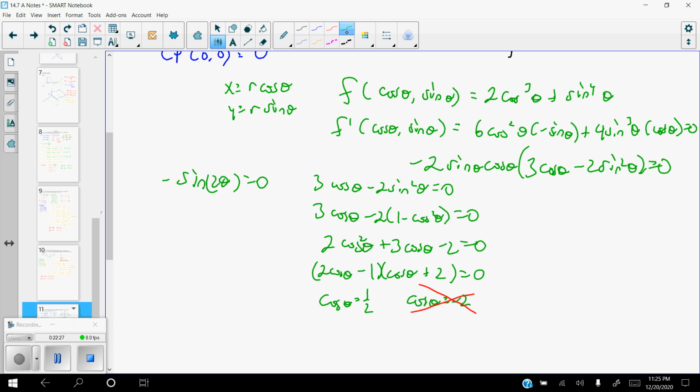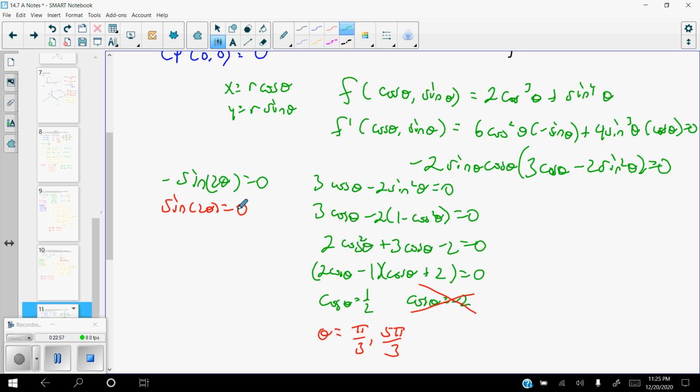So from this one, we know that theta is going to equal, let's see, cosine equals 1/2 at pi thirds and at 5 pi thirds. And we are just talking about one time around the circle because that's our domain, so we can stop there. Sine of 2 theta, you can get rid of the negative. We can divide the negative away from that. So we're just going to have that sine of 2 theta equals 0.